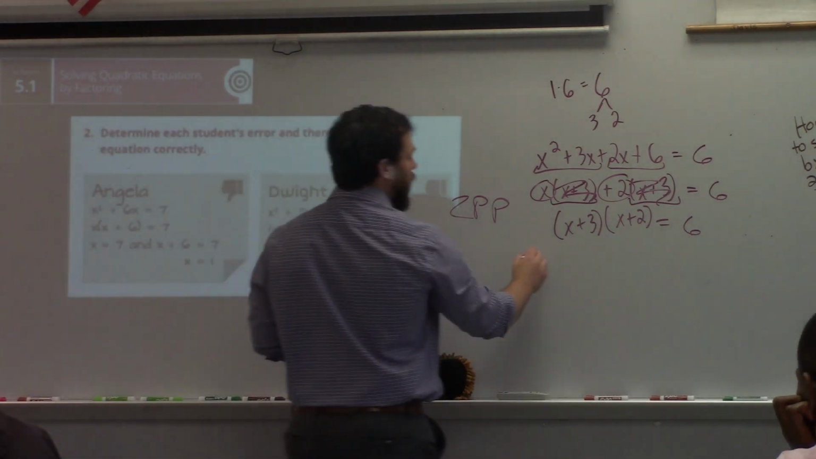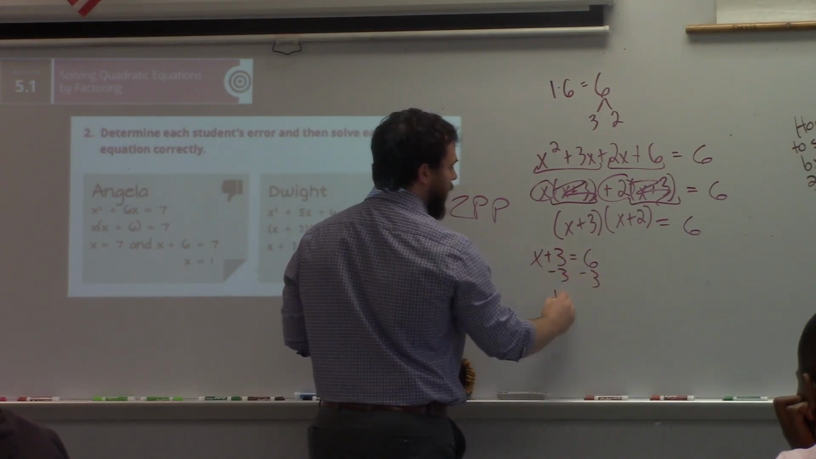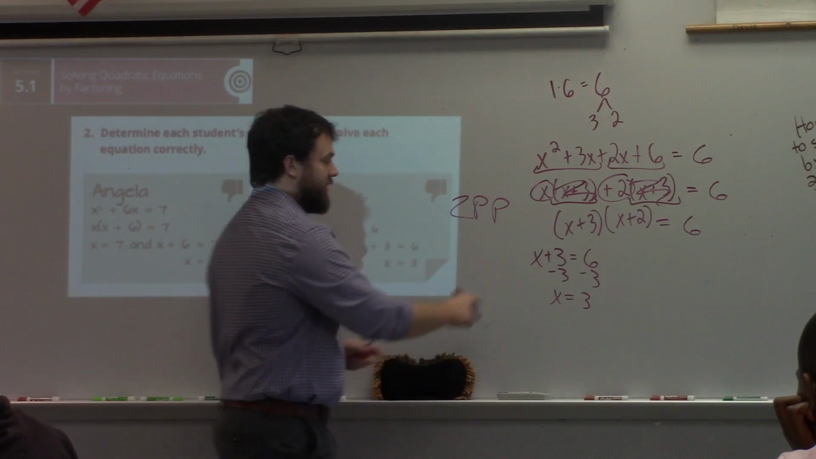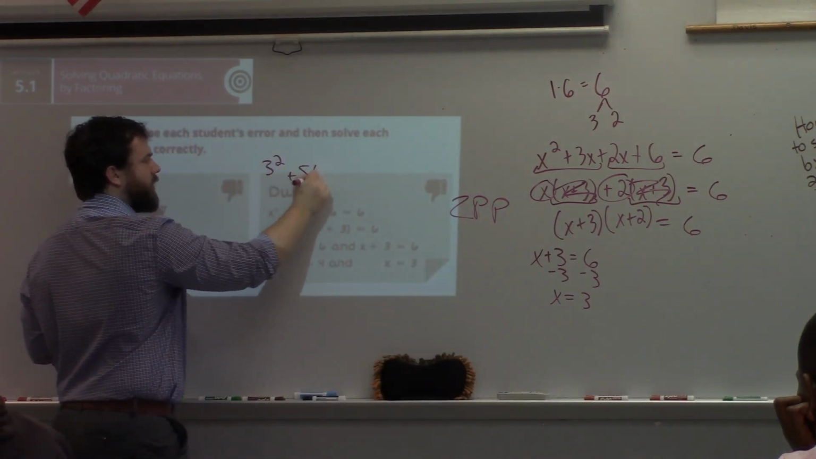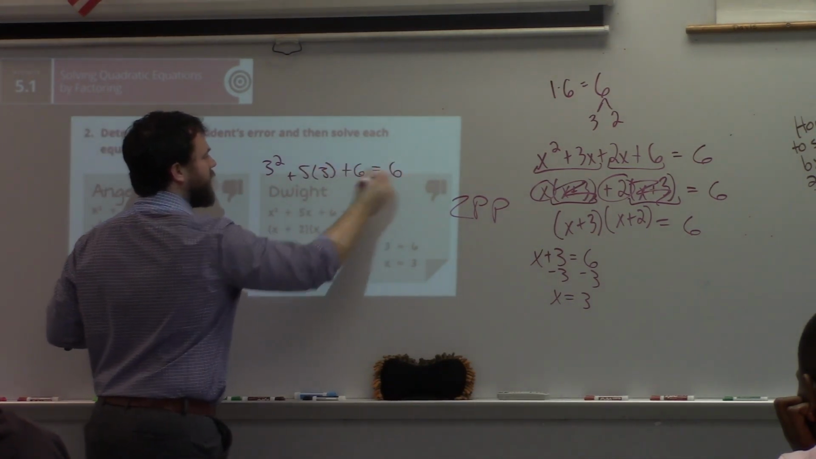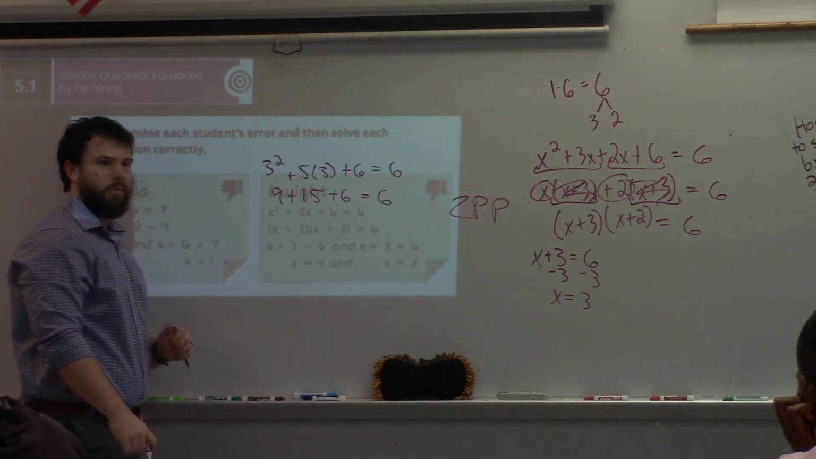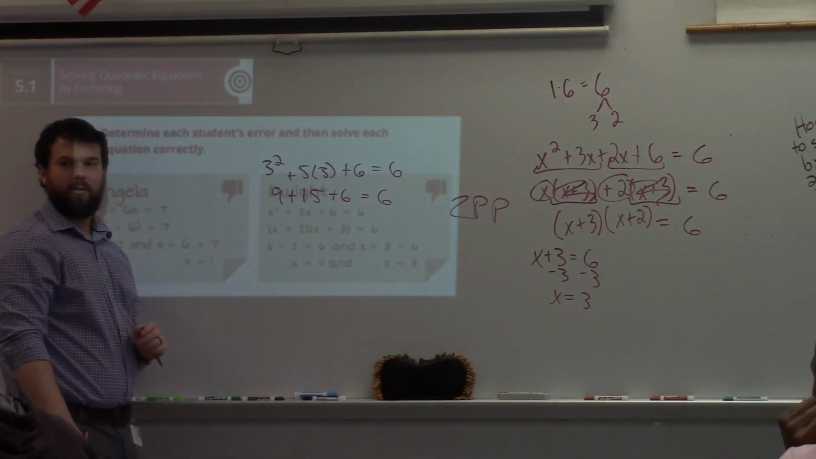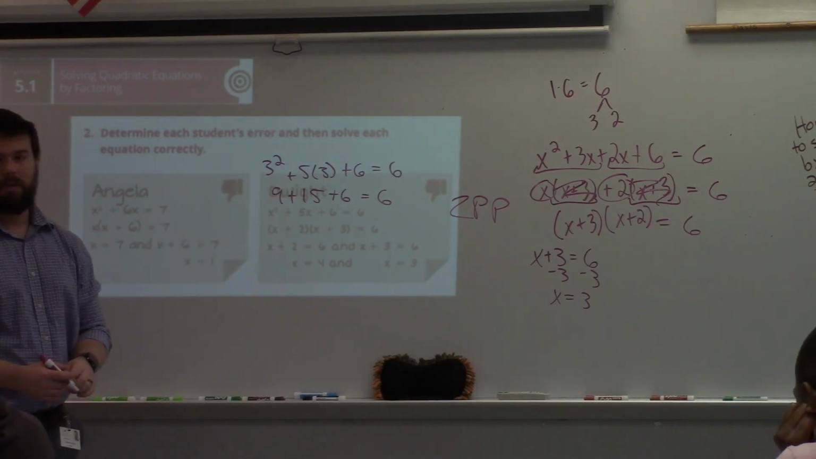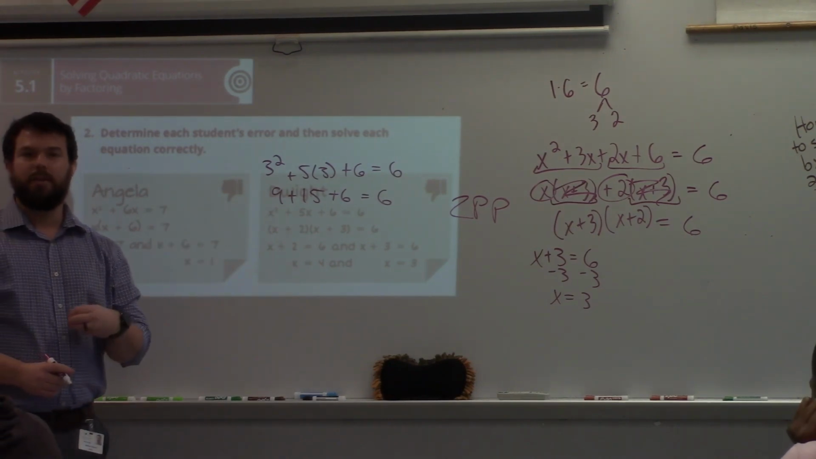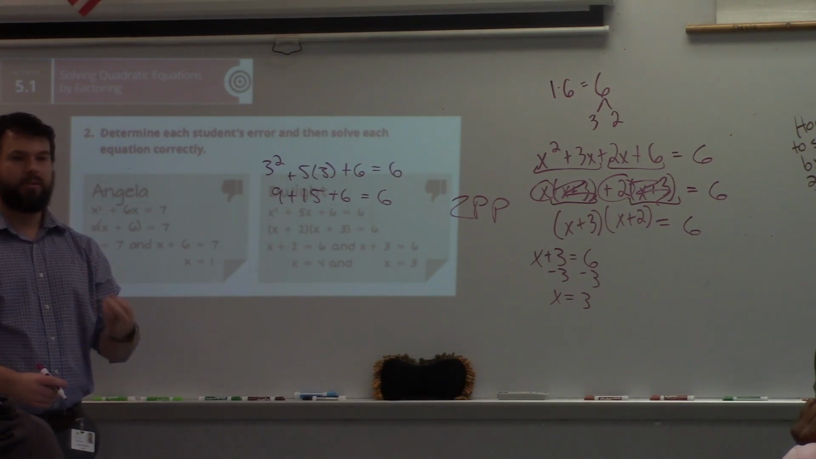If I do that, I want you to notice x plus 3 equals 6. I subtract 3, and I get x equals 3. Let's say I substitute that back into this equation. That gives me 3 squared plus 5 times 3 plus 6 is equal to 6. Is that a true statement? 9 plus 15 plus 6 equals 6? Nope. So if it's not equal to 0, can I use my zero product property? No. Don't forget that you have to have that quadratic equation equal to 0.